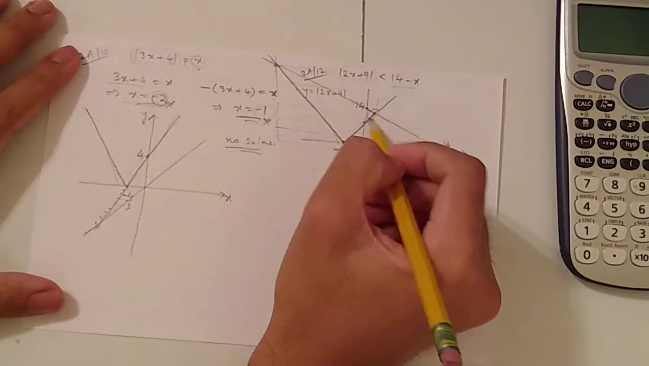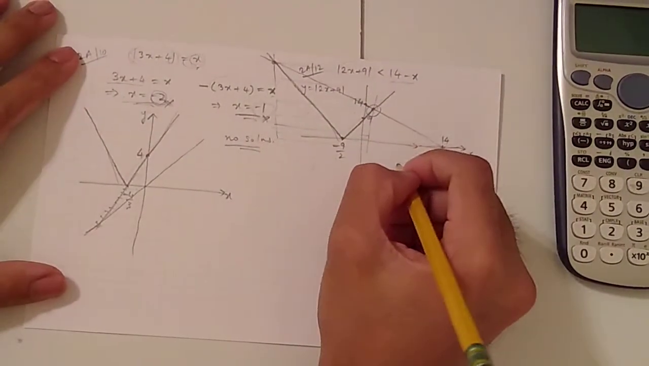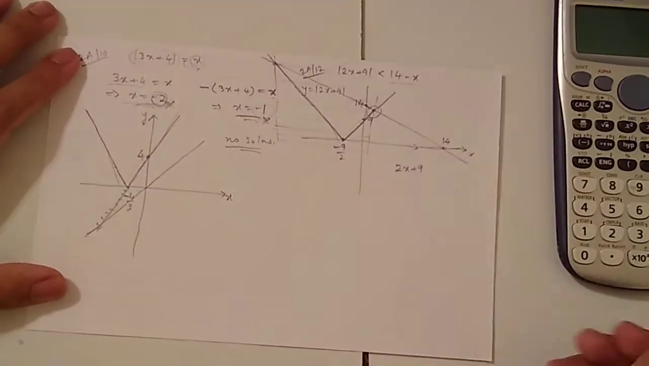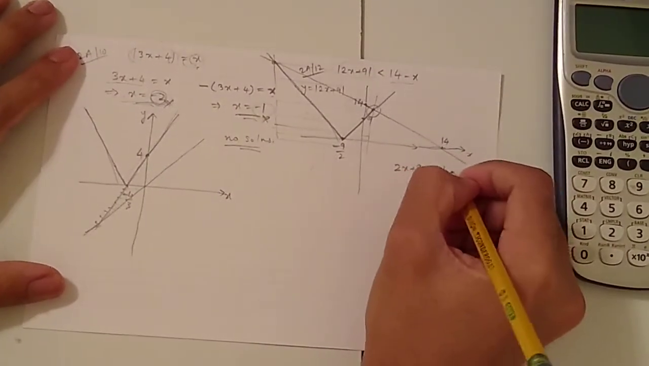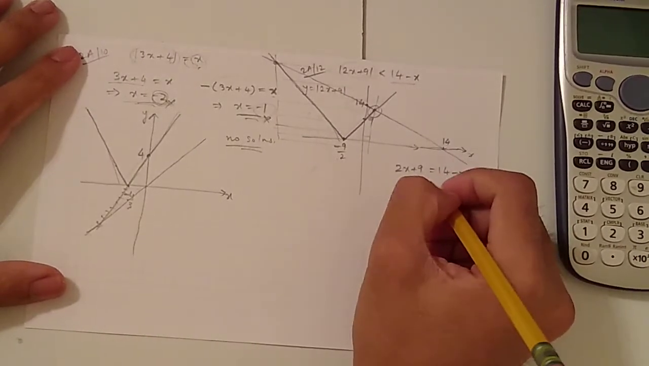Now let's find the points of intersection. The first point of intersection is this one. Over here we are going to use 2x plus 9 is equal to 14 minus x. Solve it. You get 3x is equal to 5, x is equal to 5/3.